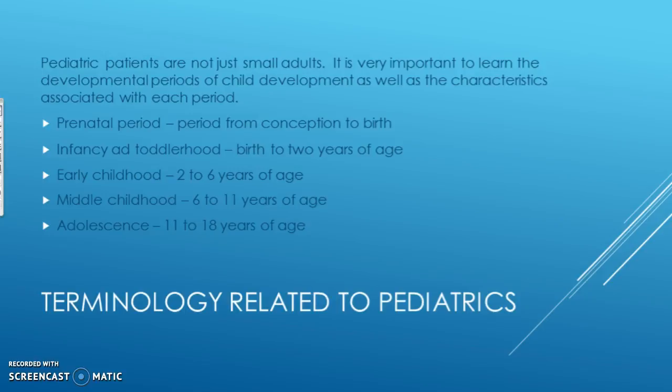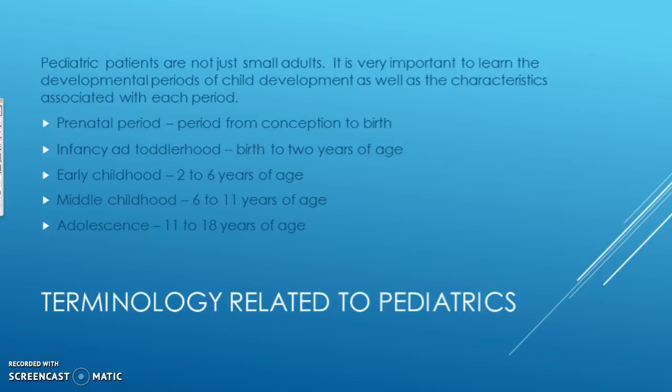We talk about the prenatal period being that period before they're born, so from conception to birth. Infancy and toddlerhood is birth to 2. Early childhood is from 2 to 6. Middle childhood is 6 to 11, and adolescence is 11 to 18. And even at that point, we do know things like the brain is not finished growing. So different things are happening at different stages in the child's development.